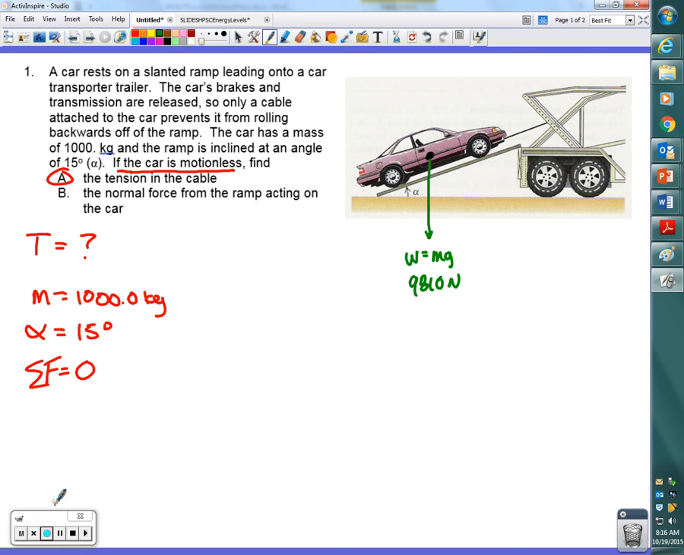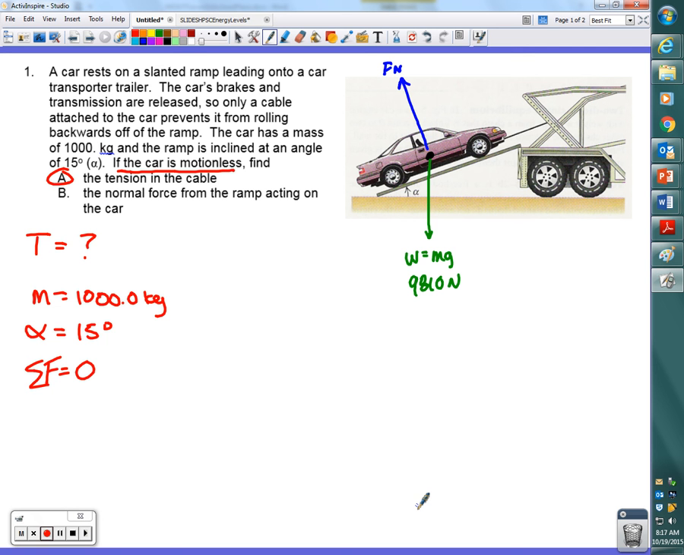Now, that being the case, Yusuf, what's causing the normal force in this problem? The slant, like the ramp that it's on. But the ramp is not horizontal. It's tilted at a 15-degree angle. So that means there is a normal force in this problem, but it's going to go like this. Does that make sense?